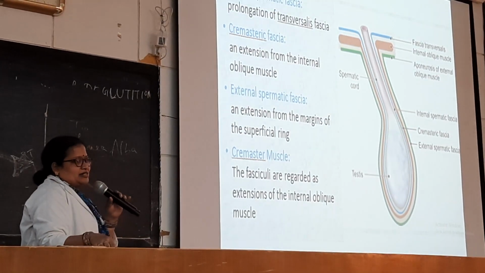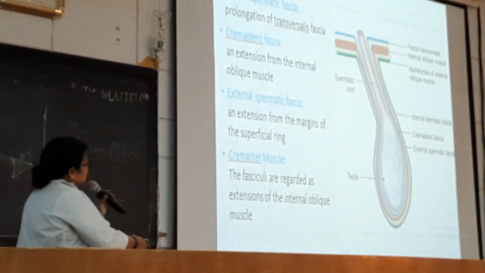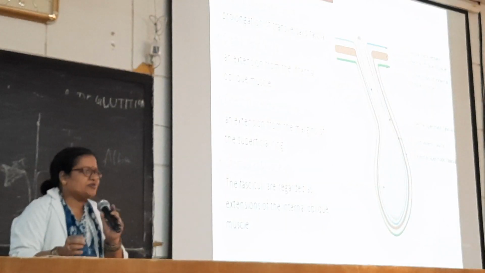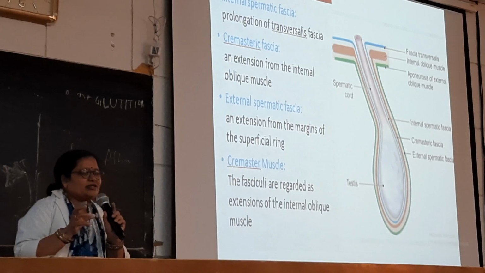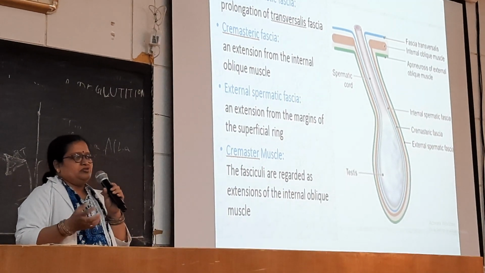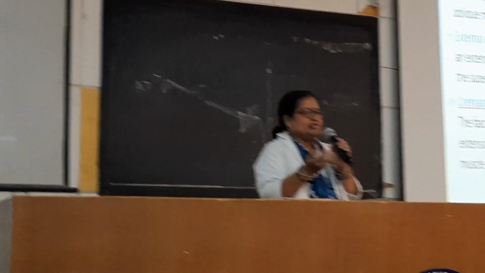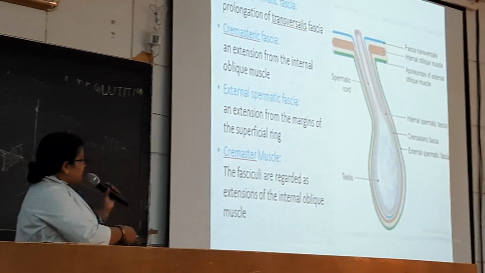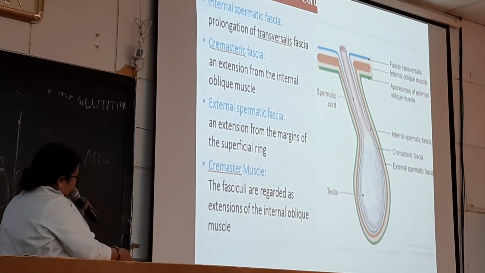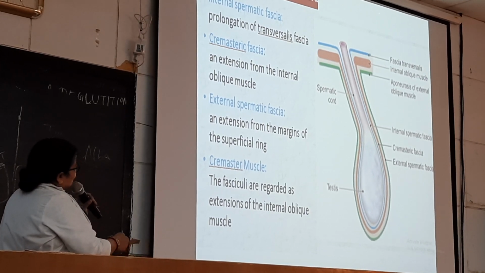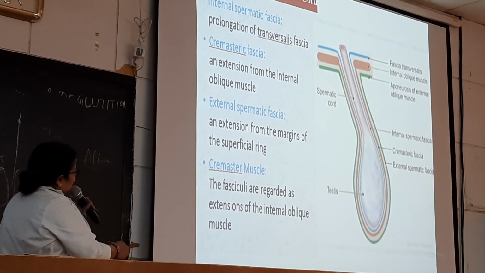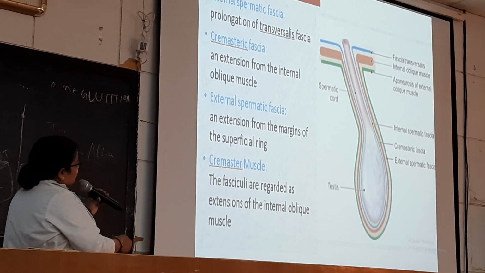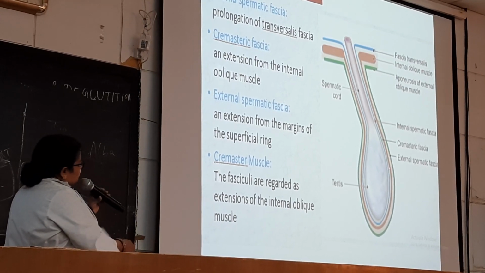Then the testis, which is within the scrotum. Why do we call the scrotum a mini abdomen? Because the layers of the abdominal wall I told you about are found covering the scrotum. They form the covering. So within the scrotum lies the testis. You see what I am showing you, whether it justifies or not. This is the spermatic cord. I told you it contains the ductus deferens, the pampiniform plexus of veins and so on. And this is the testis.